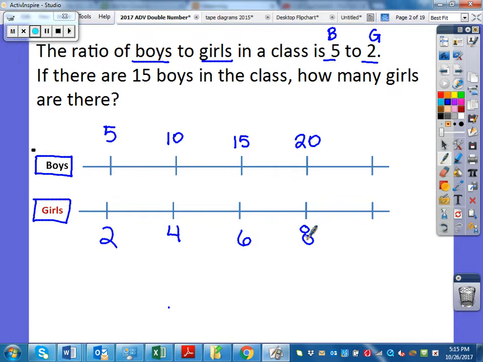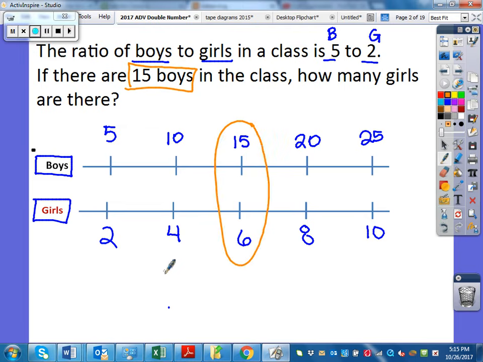Now, I'm going to keep going with my double number line until I have enough information. I just went through and filled out the whole thing. Let's look back at the problem. If there are 15 boys, I filled out too much on my double number line, but that's okay. When the boys equal 15, there are 6 girls, because on my double number line, when I find 15 boys, I look down and I see 6 girls.